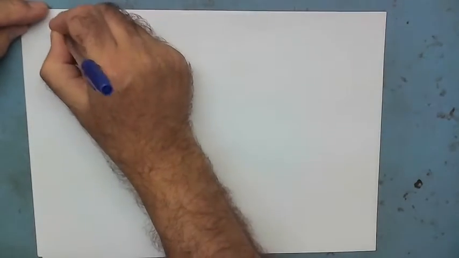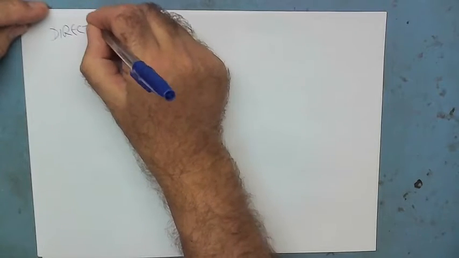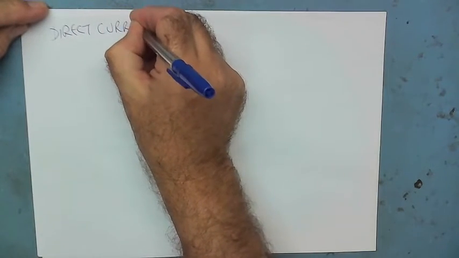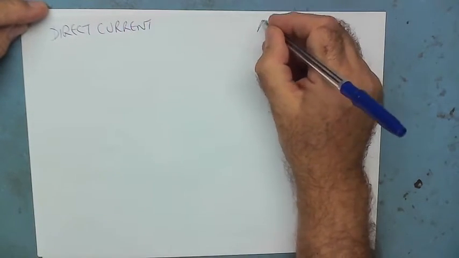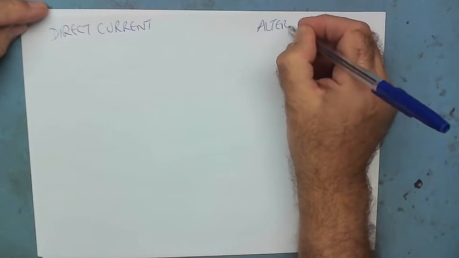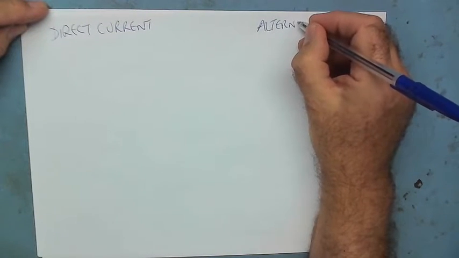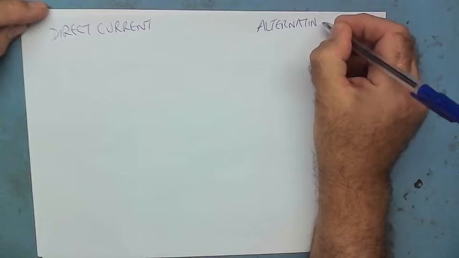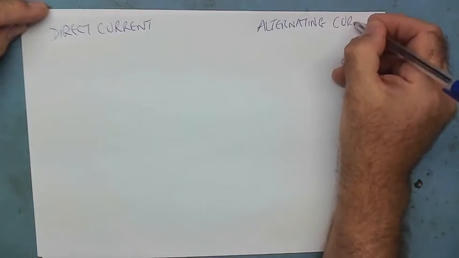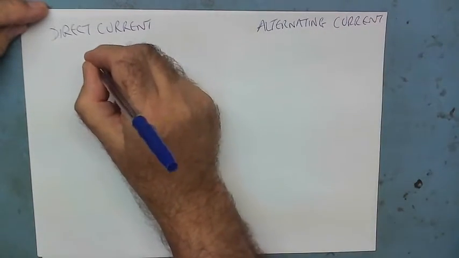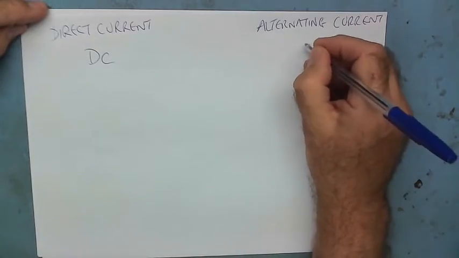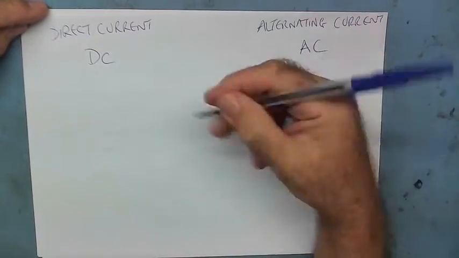But I'm going to introduce now the concept of direct current, and alternating current. Okay, because this is something else you need to know. Alternating current, yeah. DC, AC. You've seen these before.